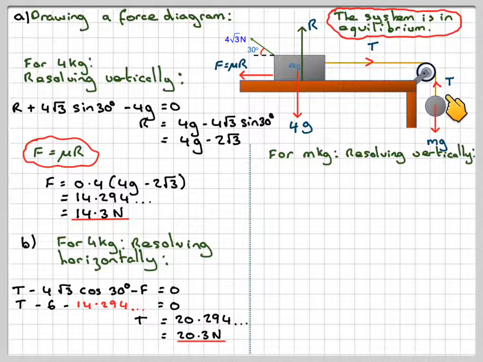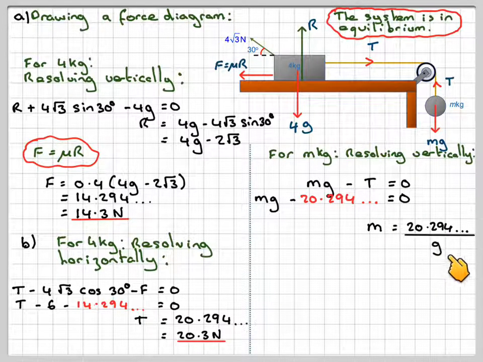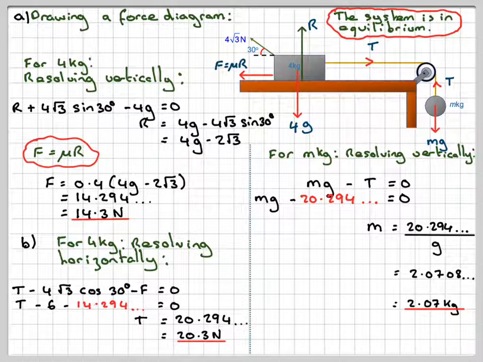Because the tension here is the same, and downward is positive, we have mg minus T is equal to 0. Therefore mg minus 20.294 is equal to 0, and therefore m will be 20.294 divided by g, which gives me a value of 2.0708, which is 2.07 kilograms, correct to 3 significant figures.